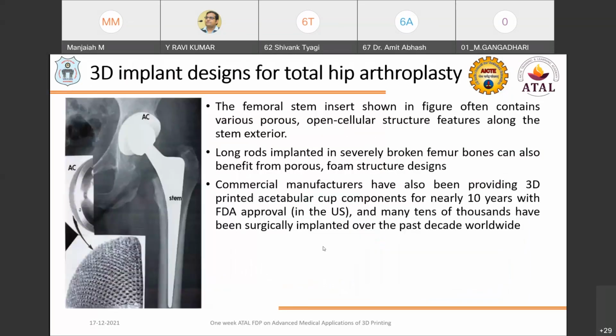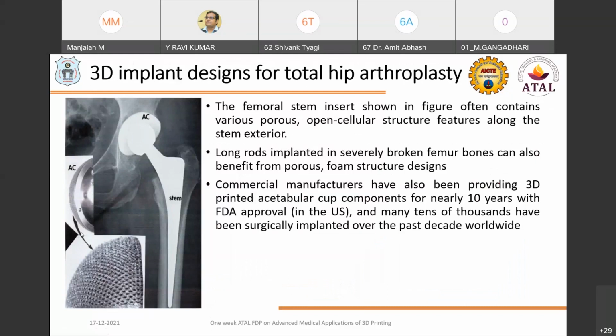And the other aspect is hip implants, the hip arthroplasty. This is the 3D printed hip arthroplasty. You can see here the CT scan data and MRI scan data. You can see this is the cup, which is made by this EBM process.